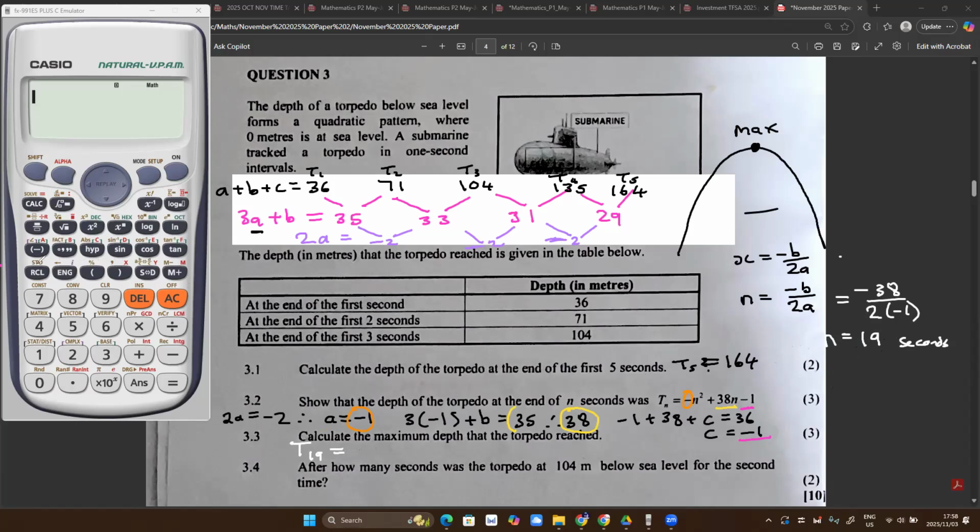Hopefully you can see it. Let me change it to black just in case. Everywhere we see an n, we're going to replace it with a 19. So negative 19 squared plus 38 times 19 minus 1, and we just put that into our calculator.